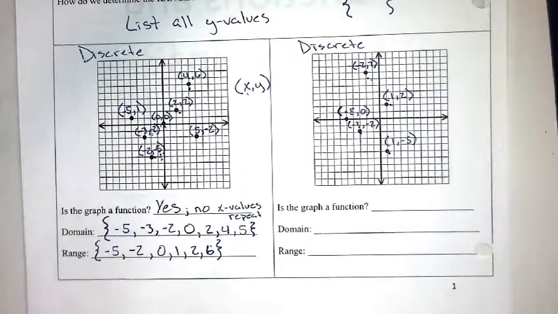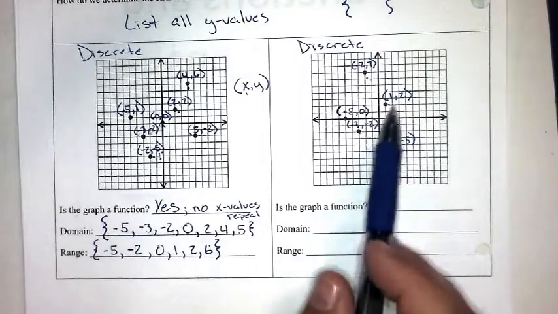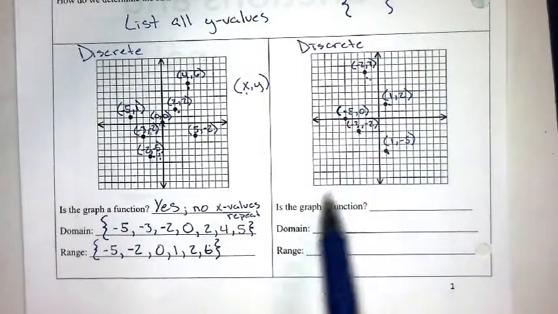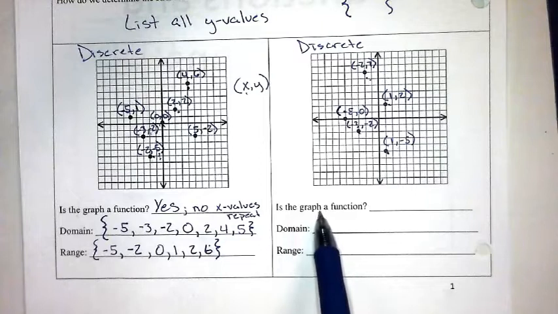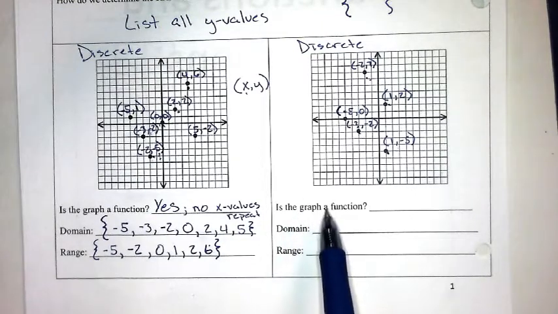Looking at our ordered pairs and looking at the dots, would y'all consider this a graph? Yeah, it's a graph. Duh. Would you consider this graph a function? Why?